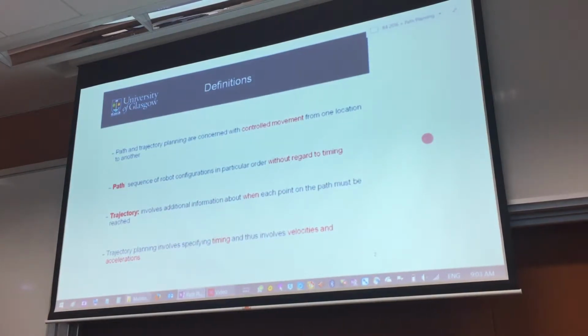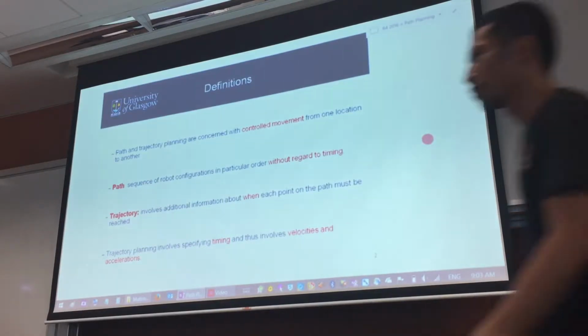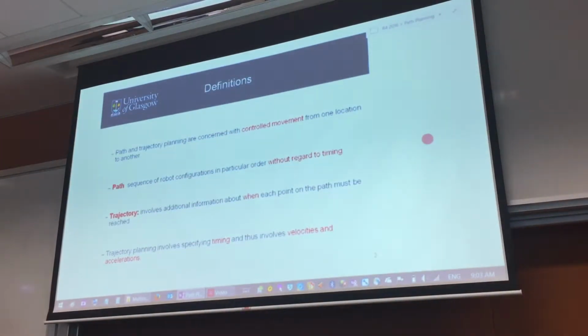So path, some of you looking at the words path and trajectory, thinking that, hey, as English words, I thought they are the same. Path is movement independent of time. We don't consider time, how much time it will take. It's just the displacement that it would take. Trajectory is when you need to consider the amount of time. There's this additional information where each point of the path must be reached at a certain point of time. So that is trajectory.